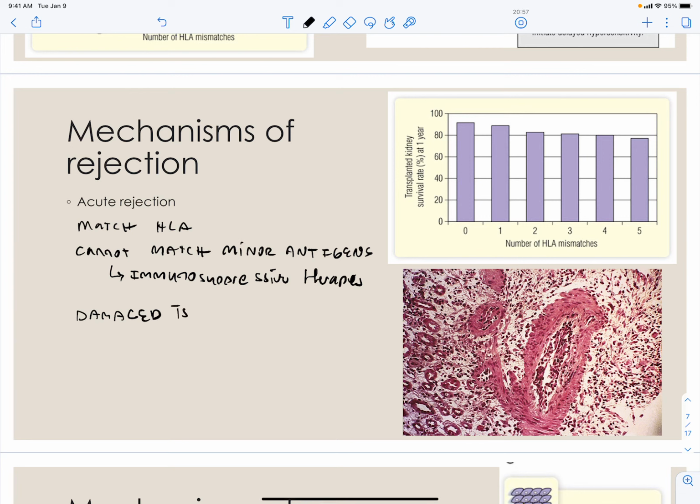So it's almost like they are already inflamed. These damage-associated molecular patterns will trigger inflammation in the donated tissue, which can, again, lead to rejection.